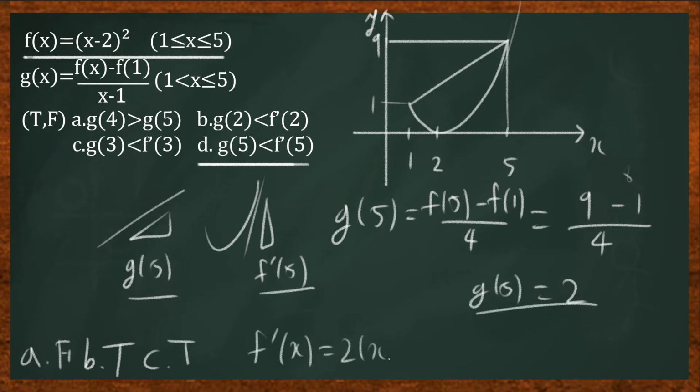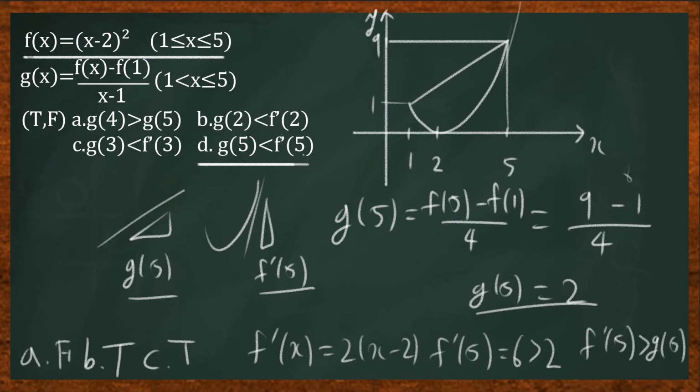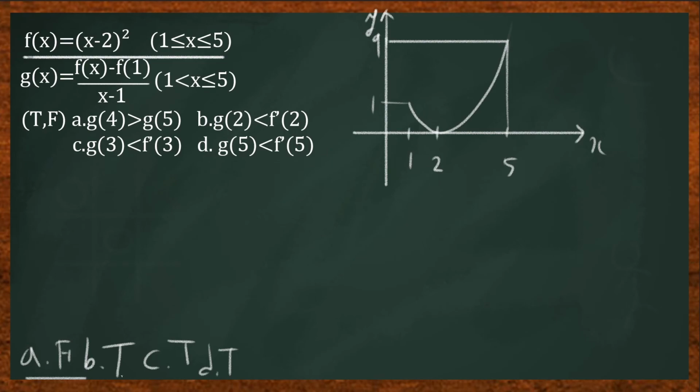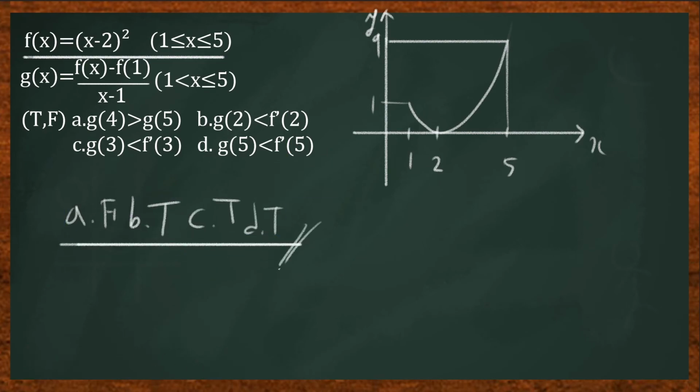If we solve for f'(x), it will be shown like this, and if we put 5 in it, it will be 6, which is greater than 2. So f'(5) is greater than g(5), which means D is correct. So the answer is D is true. So A is false, B is true, C is true, and D is true.